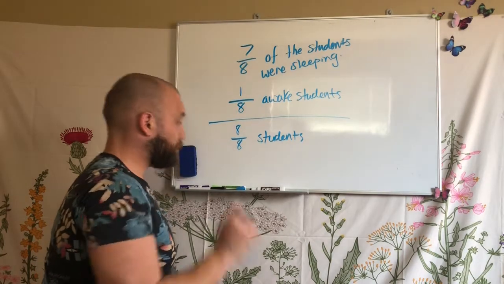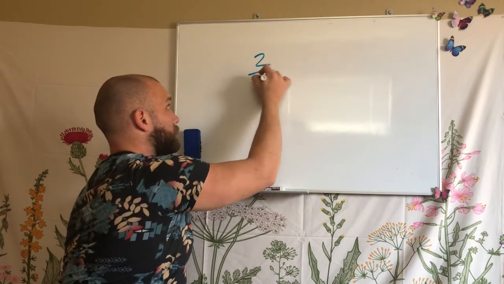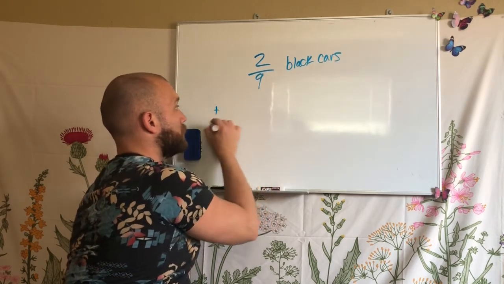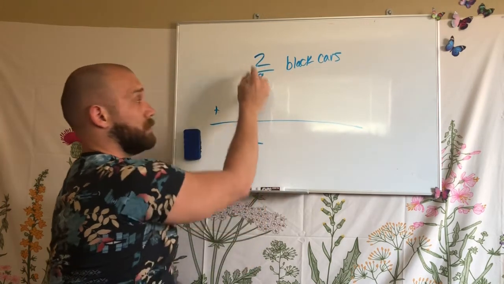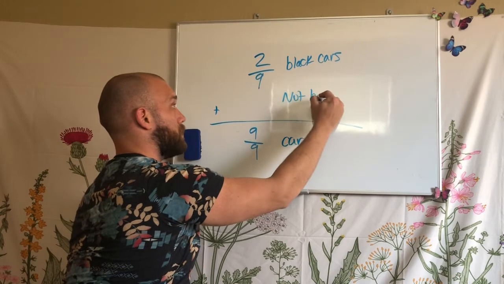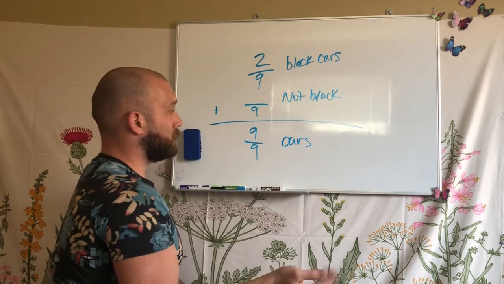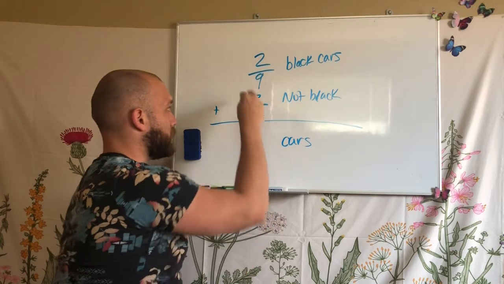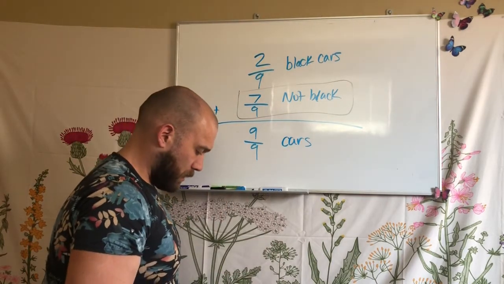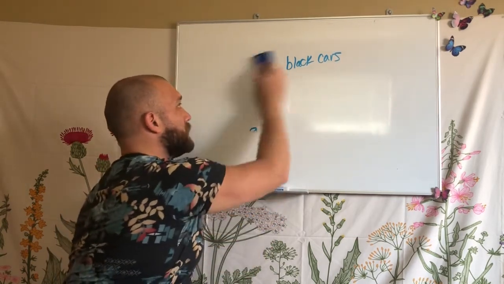All right, next up, let's do a couple more of these. 2/9 of the cars were black. So, I know this needs to be 9/9. Notice that. So I'm going to say cars, I'm going to say not black. The denominator has got to stay the same. So what am I doing? 9 minus 2, 7. This is my answer, because altogether, 9 out of 9, is the whole number. All right, let's do 2 more. Hopefully you're getting the hang of this.